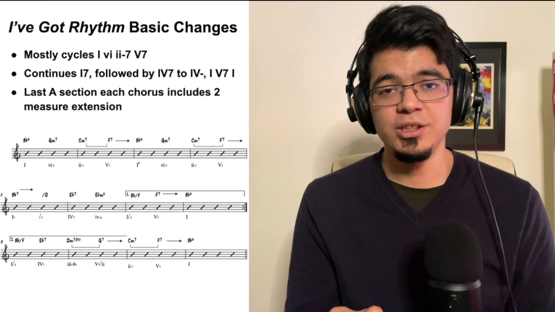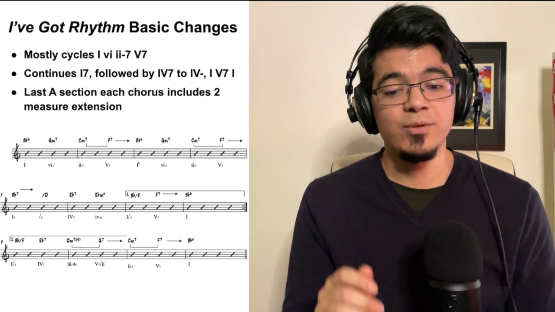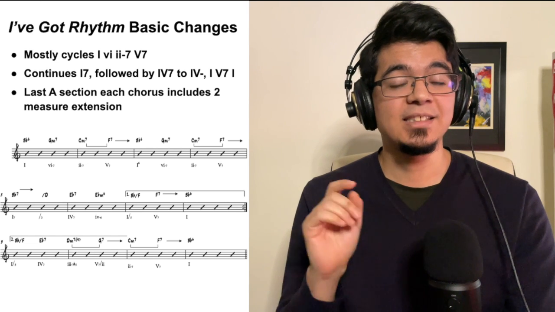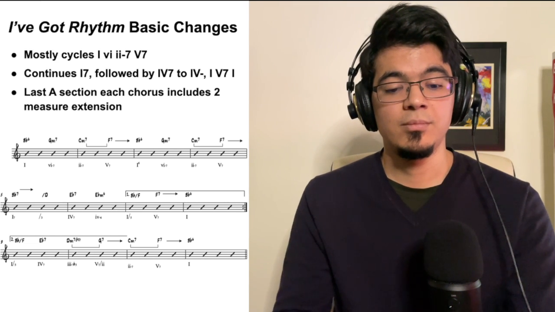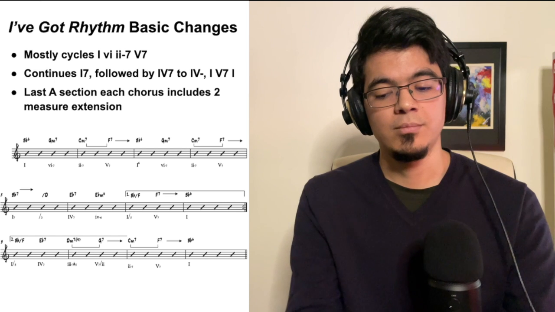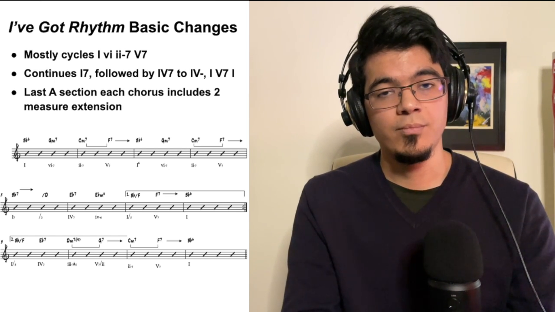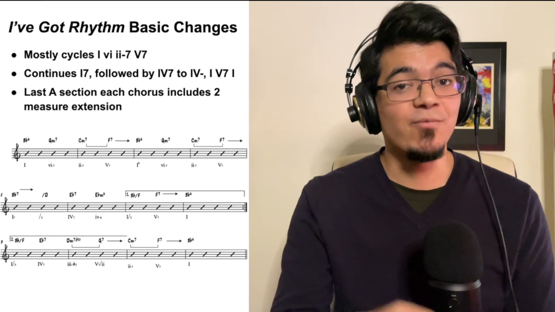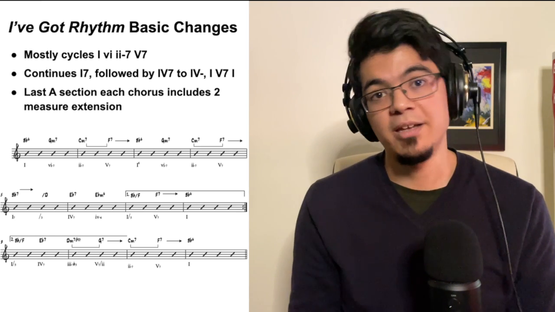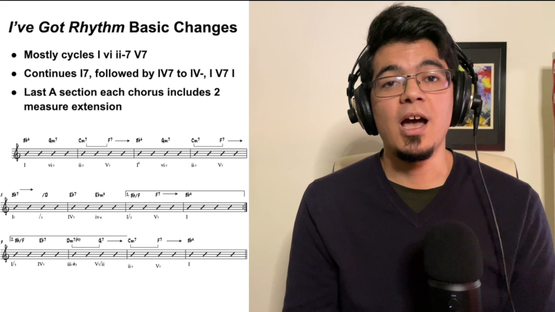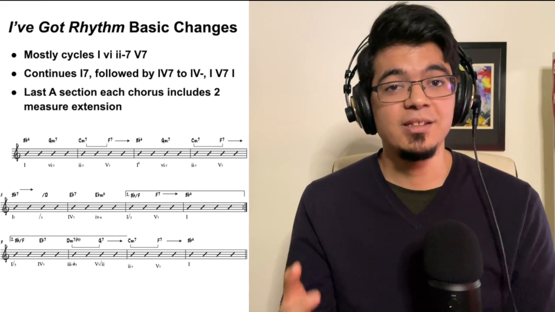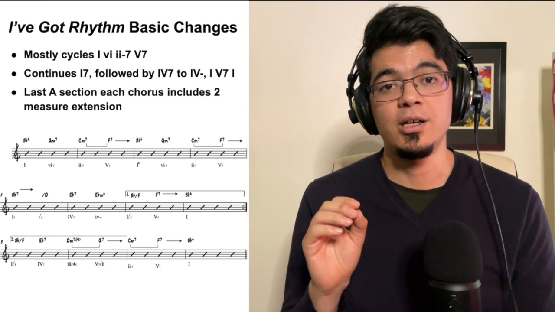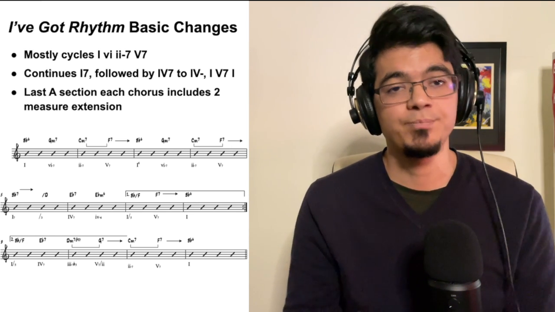An important thing to mention is if you're playing the actual song, I've Got Rhythm, there is a 2-measure extension in the last A section. Some people feel very strongly that that extension should stay in every single chorus, including the solos, and other people not so much. So I suggest if you're playing this song with a band that you have a short discussion ahead of time to determine if you want to keep that 2-measure extension in during every single chorus.